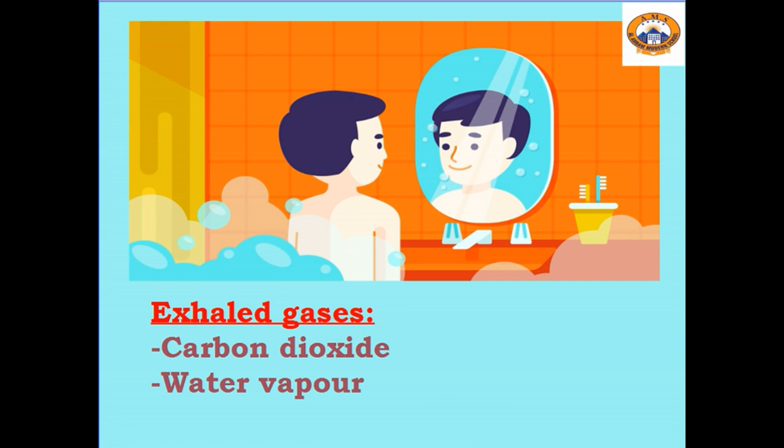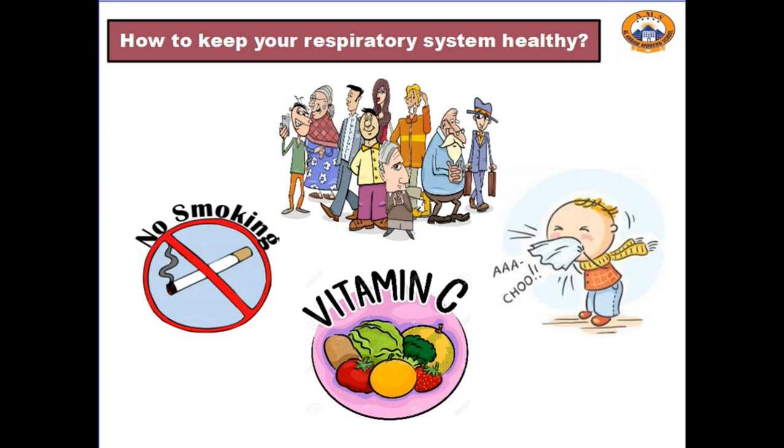Now, at the end of the lesson, there are some precautions or instructions that we have to follow in order to keep the respiratory system healthy and keep your lungs in good health. You have to avoid crowded places, because those crowded places are often poorly ventilated. Poorly ventilated means they do not contain enough air and oxygen.